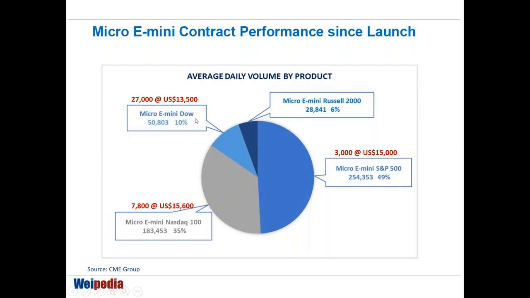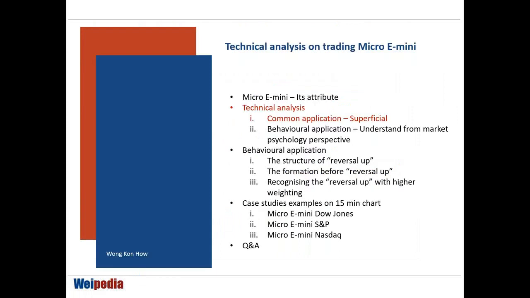The other actively traded contract is the micro E-mini Dow Jones, at 27,000 points, with a contract value worth 13,500. Now, the next one I'm going to discuss is technical analysis.